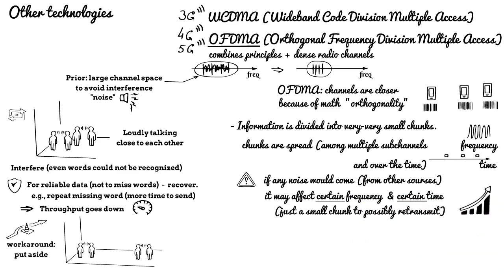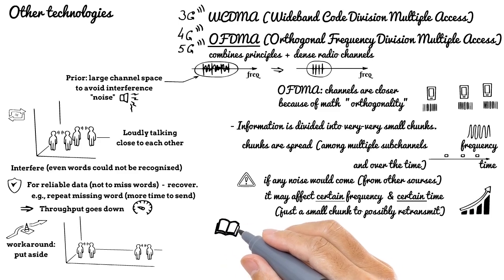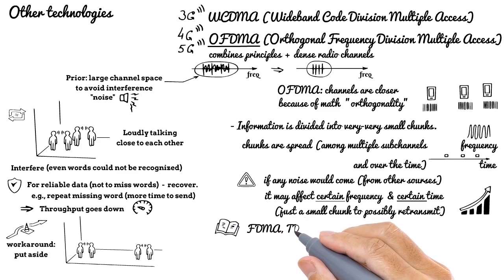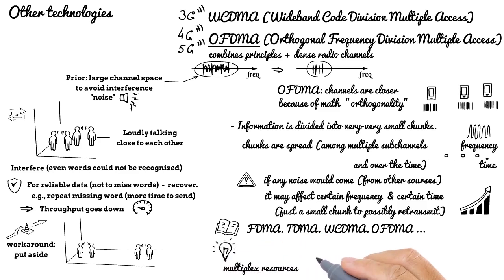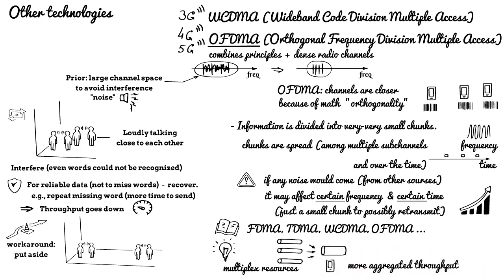That was a very brief intro, and you are very welcome to read deeper about FDMA, TDMA, WCDMA and OFDMA, and maybe other types of radio resource allocation yourself. The main idea behind using these technologies is to multiplex resources, meaning to use several of them at a time, which leads to having more aggregated bandwidth for the end user, which in turn increases overall data throughput per user.